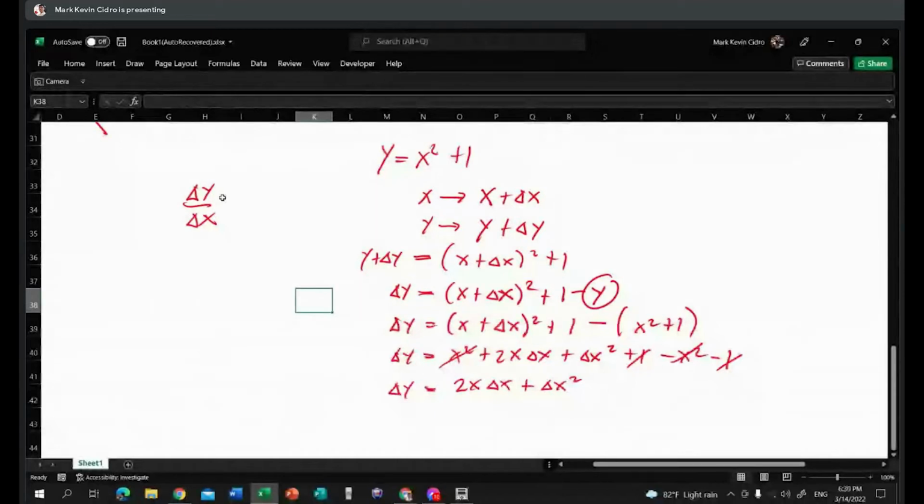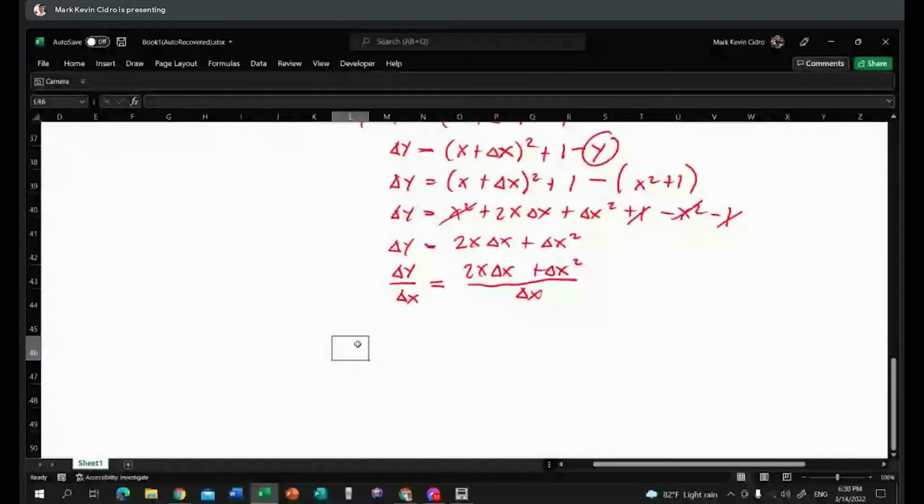Now, take note, we should come up with this quantity, delta y over delta x. So, we will divide both sides of the equation by delta x for the change in x. So, this will be 2x delta x plus delta x squared all over delta x. Right? And if we try to simplify this one, delta y over delta x will be, because one delta x will cancel out there, right? So this will be 2x plus delta x. Is that right? 2x plus delta x. Yes, sir.